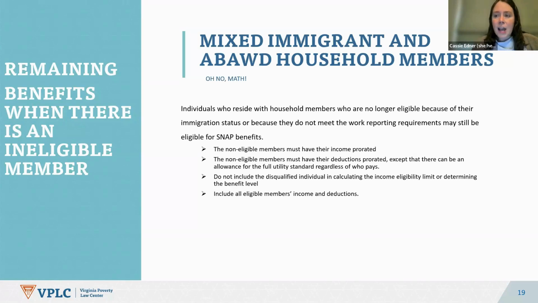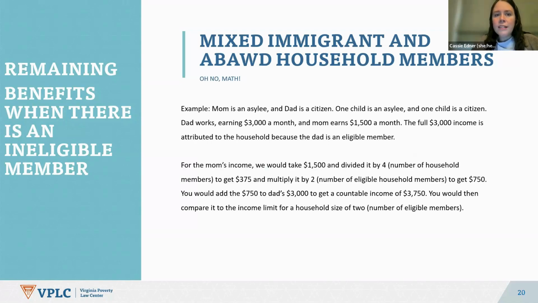What is done is that they prorate the income. So non-eligible members must have their income prorated by the number of people in their household, and the amount for the actual eligible individuals is counted. Deductions are also prorated. However, eligible members must have all of their income and deductions included. There's no proration for eligible individuals. So this gets very mathematical when you are dealing with this.